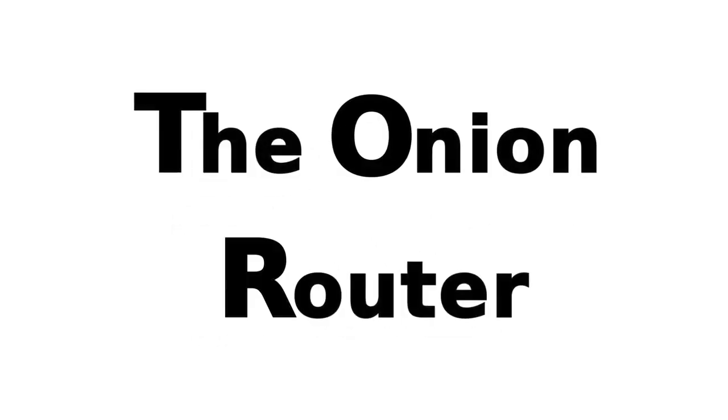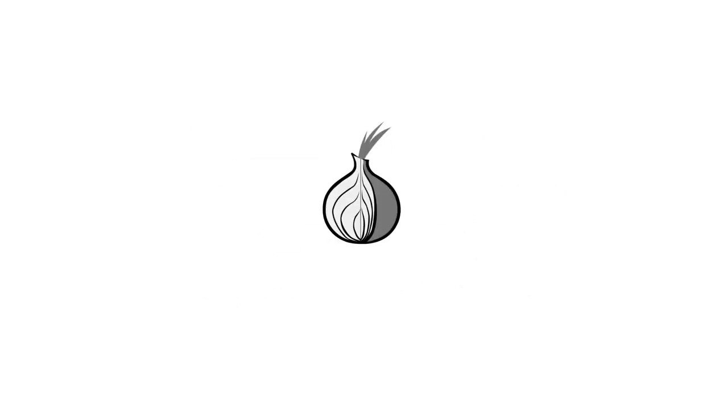Tor stands for the Onion Router. That's why the icon for Tor is an onion, and it's not a random name. There's a reason Tor uses an onion metaphor, which we'll explain soon. The problem Tor was built to address is this. When you use the internet, everything you do gives away your IP address. Your IP address is just a sequence of digits that looks like this.